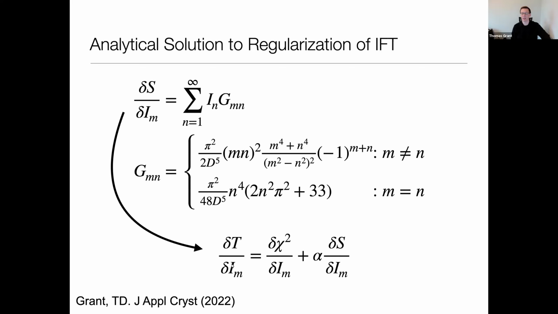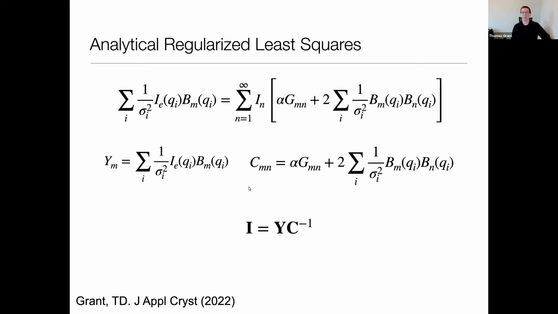So we need the derivative of t with respect to Im. We've already solved this derivative of chi squared earlier that I mentioned, and now we're adding in this term here. And so we can do that the same way that we did before. Because of the nice properties of these equations, we can actually pull out the Shannon intensities from both the s term as well as the chi squared term. And we end up again with a nice system of linear equations that we can solve for algebraically.